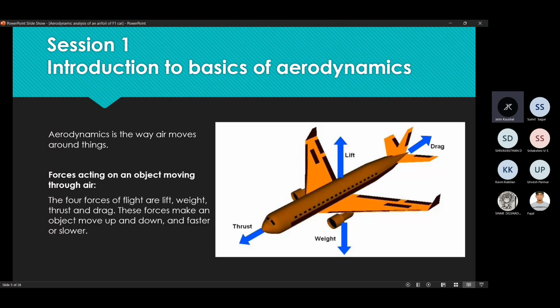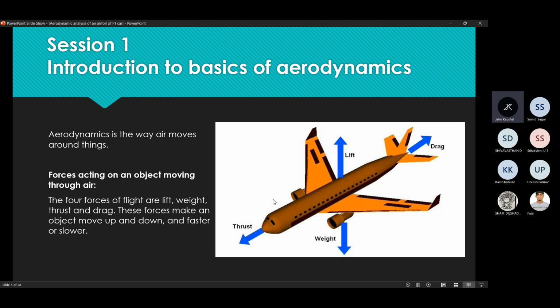Okay, I'll explain. Aerodynamics is made up of two words, aero and dynamics. So it's the dynamics of the air, just like fluid dynamics. In fluid dynamics, we learn how a fluid behaves around an object. In aerodynamics, we learn how air behaves around an object. So that's what is written: aerodynamics is the way air moves around things. And to learn aerodynamics, we have to know which forces are acting on an object.